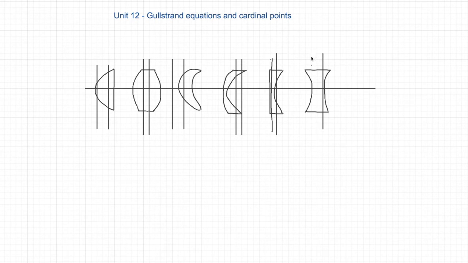This ruler tool doesn't let me draw a line any place where I want to. Let's move it over just a little bit. And we'll label them H and H prime for the primary and secondary principal planes.